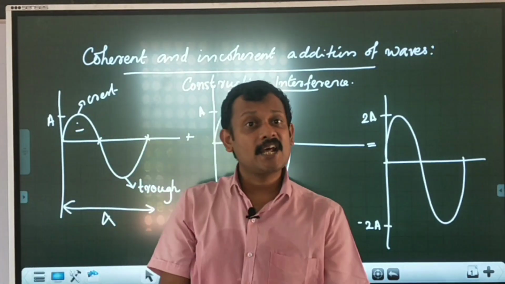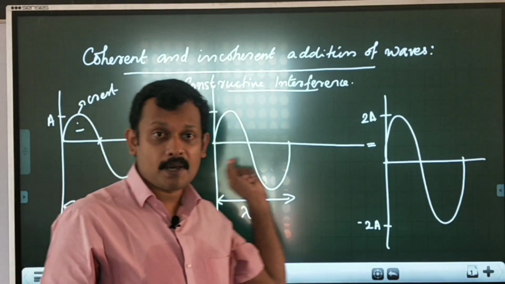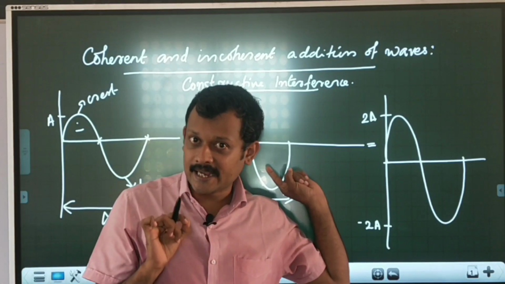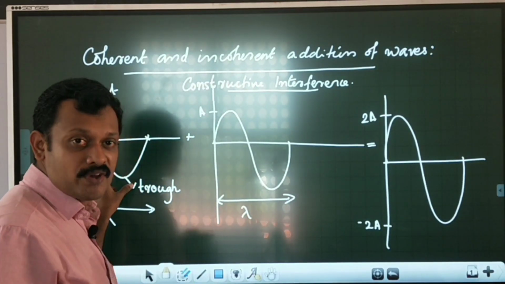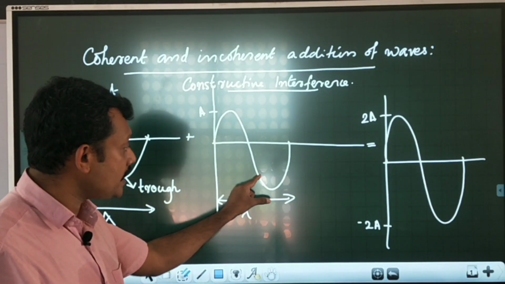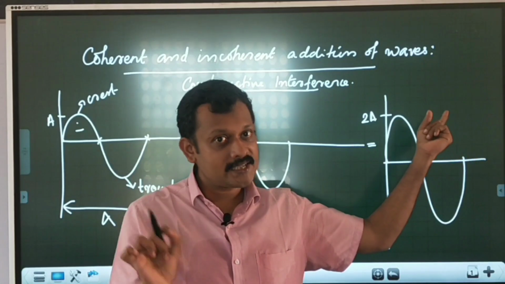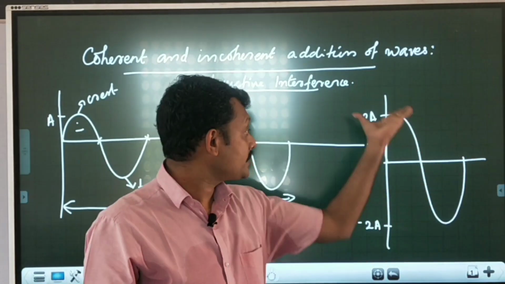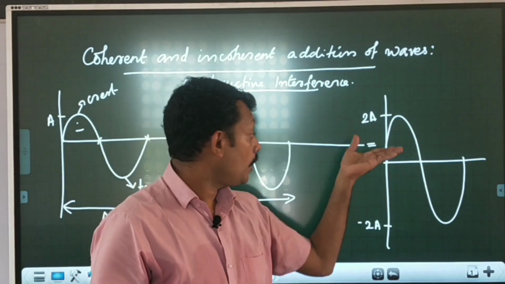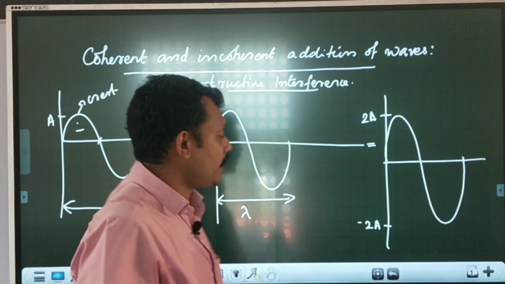It is that interference where the crest of the first wave is superimposed over the crest of the second wave and the trough of the first wave is superimposed over the trough of the second wave. In that case, the resultant wave will give us a maximum. The resultant amplitude is 2A, between plus or minus 2A, I can say.